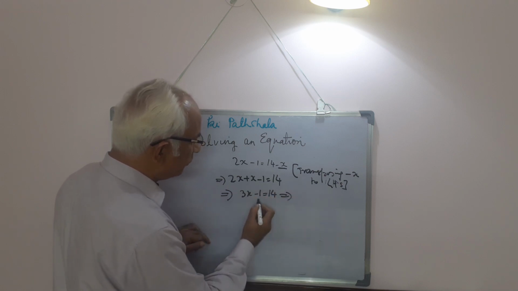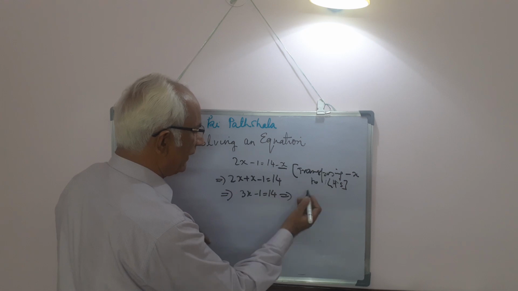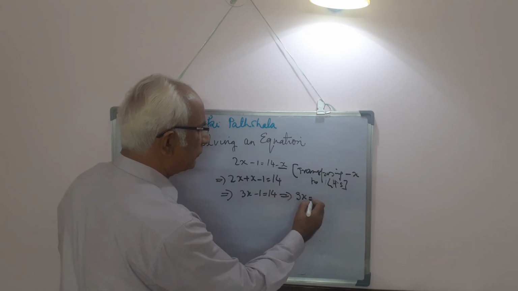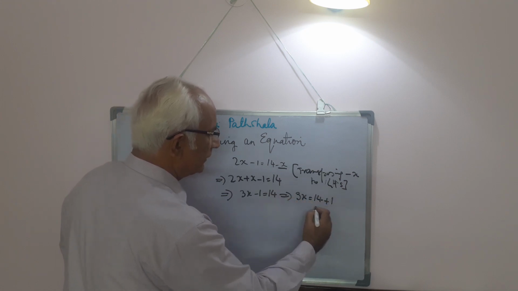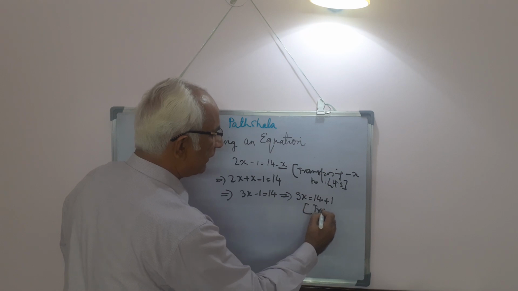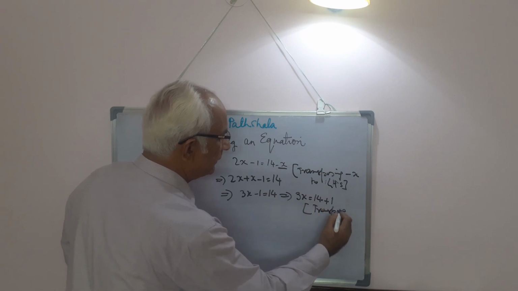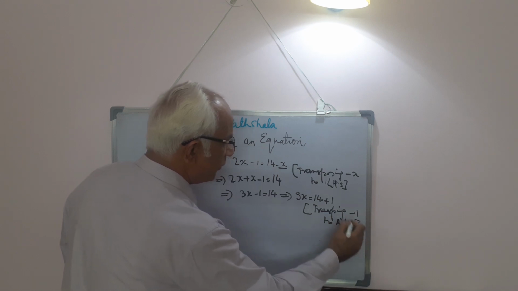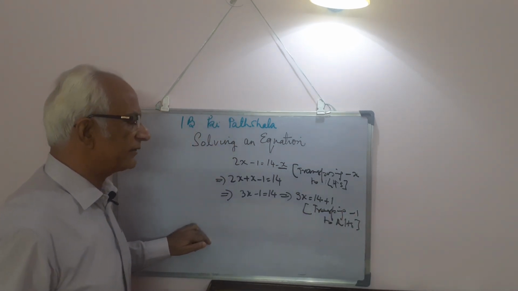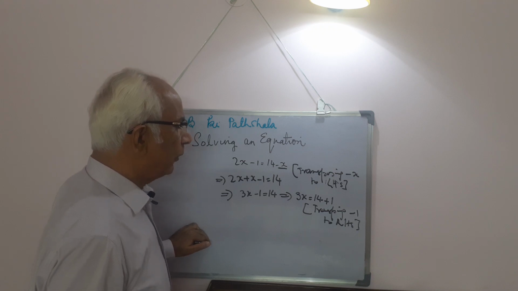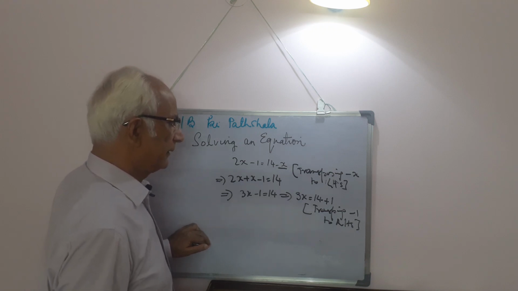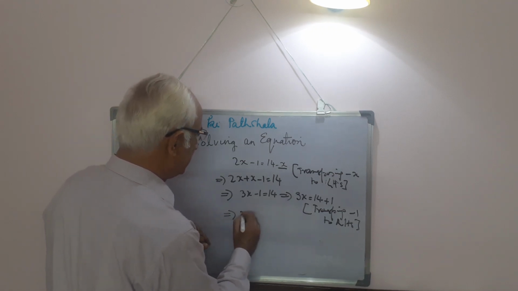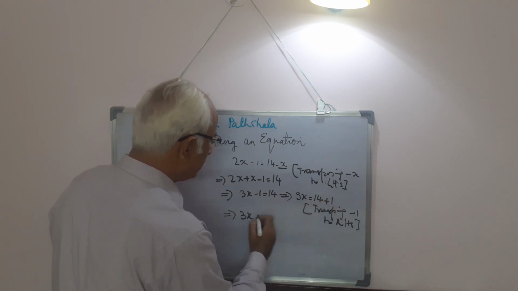Now what we do is we shift minus 1 to the right hand side. 3x is equal to 14 plus 1. What do we write? We write transposing minus 1 to right hand side. You have to mention this so the teacher will understand that you know what you have done. So it becomes 3x is equal to 14 plus 1 is 15.